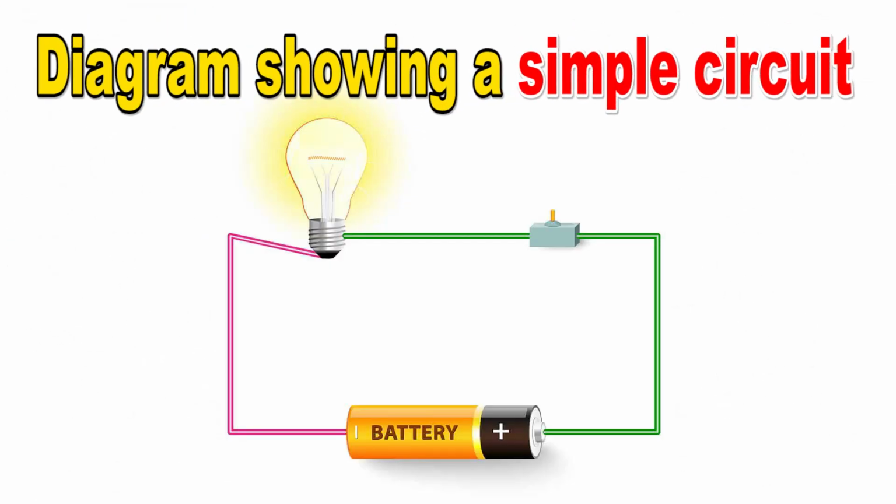So, here's a diagram of what a simple circuit looks like. We just spoke about the different parts of the circuit and their functions. So, let's see if we can find all the parts that we just identified in this circuit. Can you see the battery? Yes, there the battery is. On the battery, you see a plus sign and a minus sign.